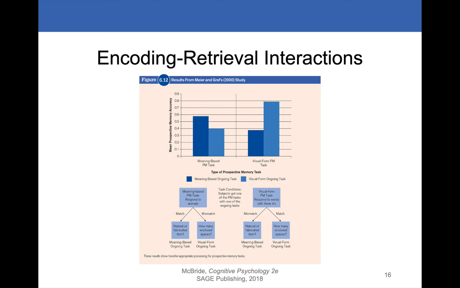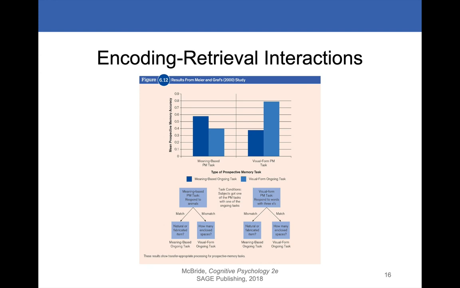Well, it turns out that if you are asked to do this task, and then I give you another task to do, an ongoing task, one that is meaning based versus one that is visual form based. Well, if you're doing the meaning based task, like for example, I'm asking you to respond to animals, and then I give you another meaning based task, say, if you see a picture, tell me if it's a natural item or a fabricated item.